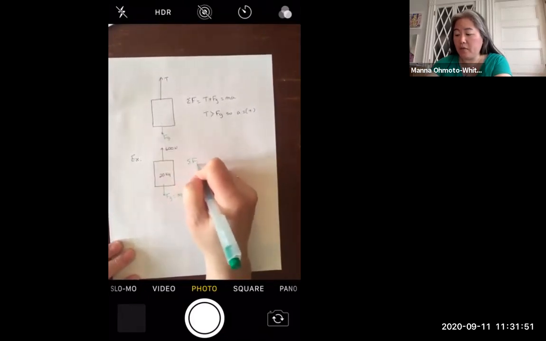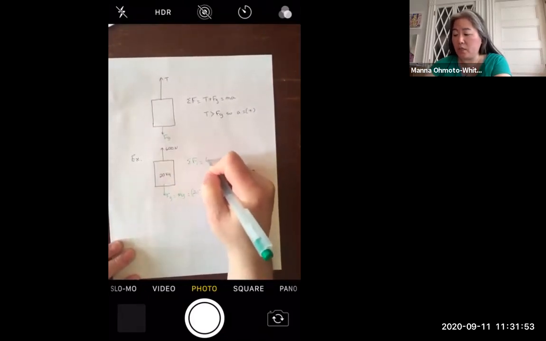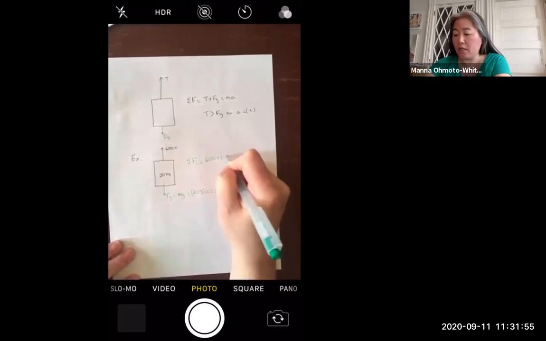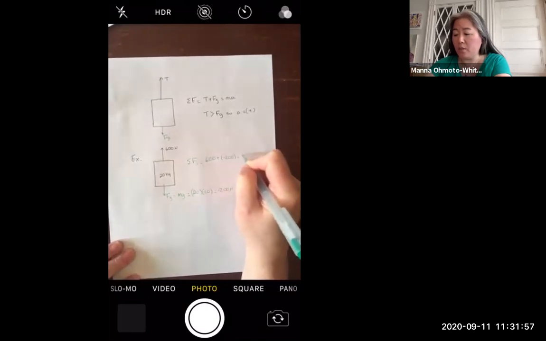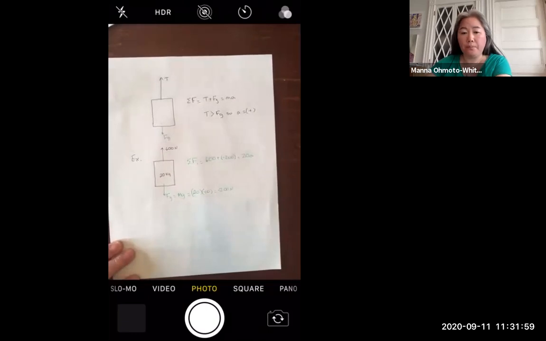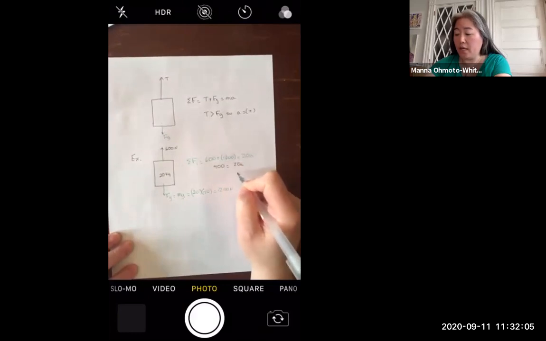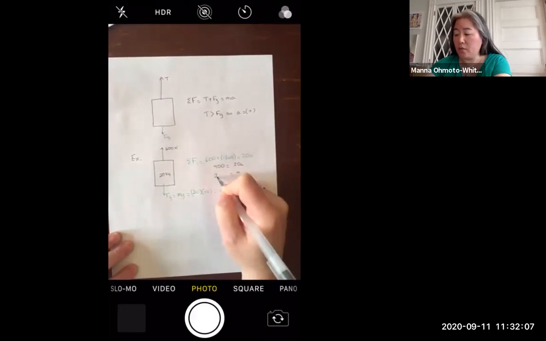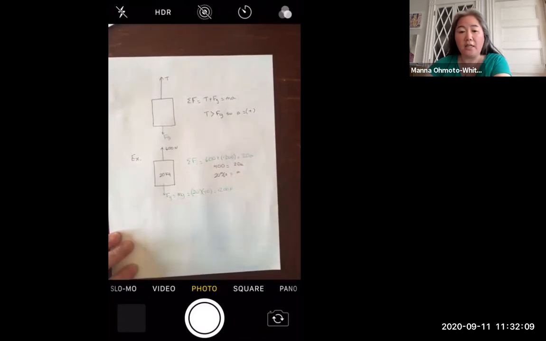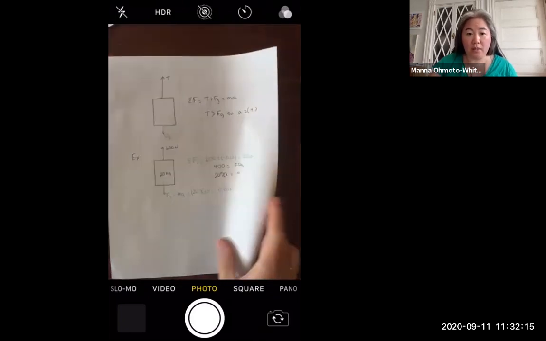So the sum of my individual forces is going to be equal to 600 plus negative 200, which will be equal to 20a. Or 400 is equal to 20a, a is equal to 20 meters per second squared. At this point, I can put my units of acceleration in. Moving awfully quickly, but that's okay.